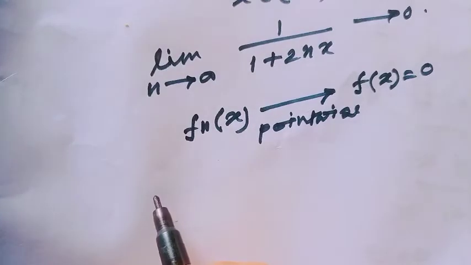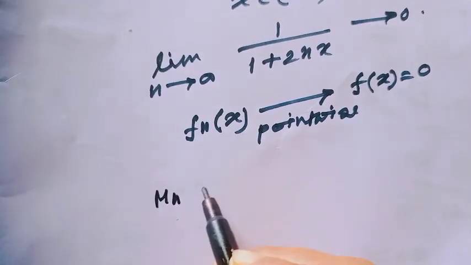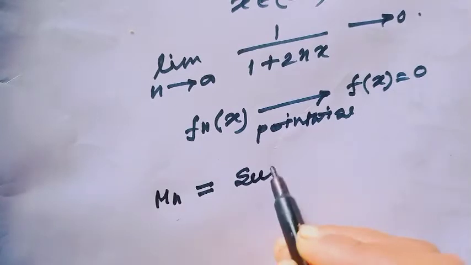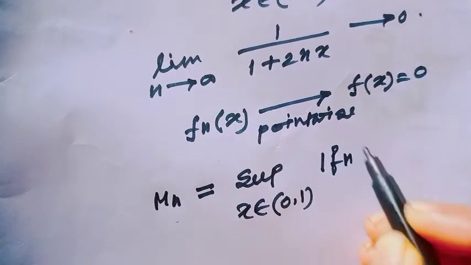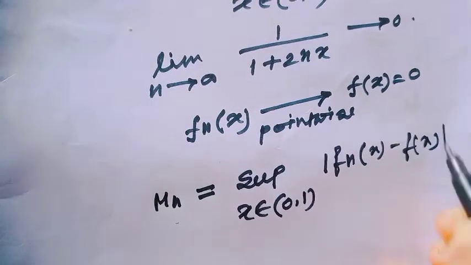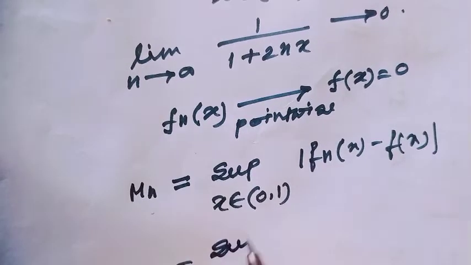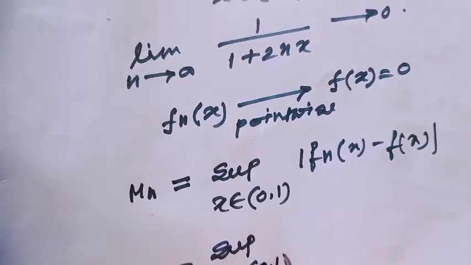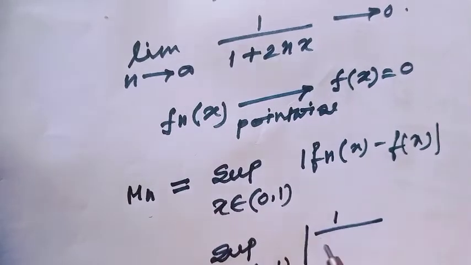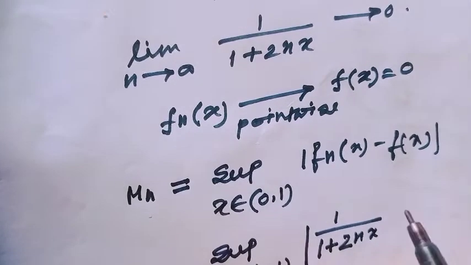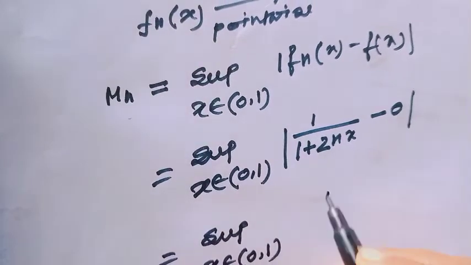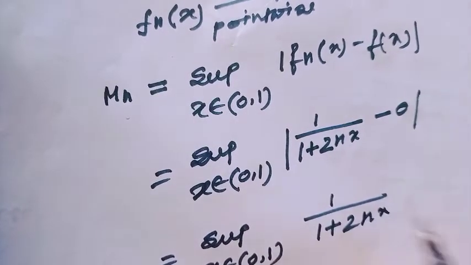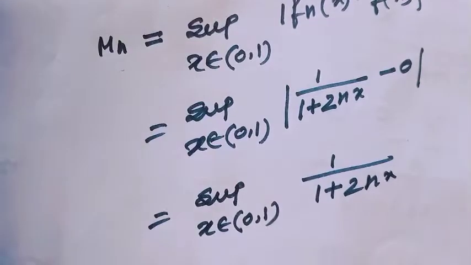Here I will apply the Mn test first. M_n equals the supremum over x belonging to E, where here the domain is the open interval (0, 1), of |f_n(x) minus f(x)|. Just put in the values: this is equal to the supremum over x in (0, 1) of 1 over 1 plus 2nx minus 0, which is the supremum over x in (0, 1) of 1 over 1 plus 2nx. Now we have to find the supremum value.